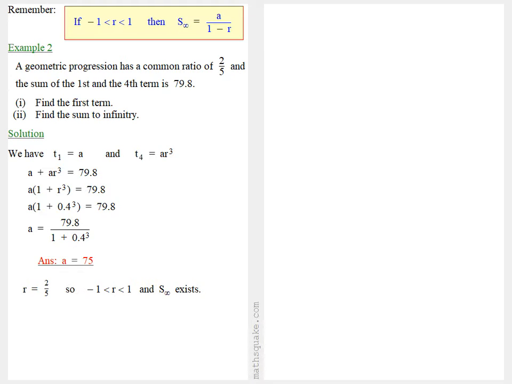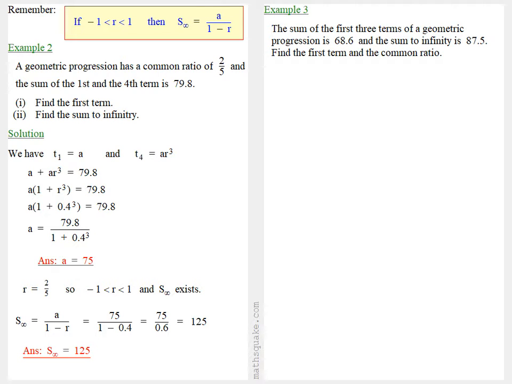Now we know r is equal to 2 over 5, so r does lie between -1 and 1, and so the sum to infinity does exist. The sum to infinity is a over 1 minus r, which is 75 over 1 minus 0.4, or 75 over 0.6, which works out to be 125. So the sum to infinity is 125.